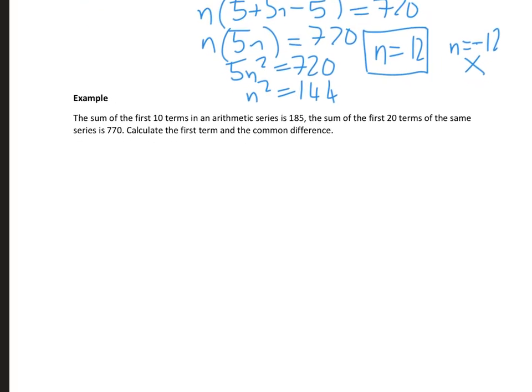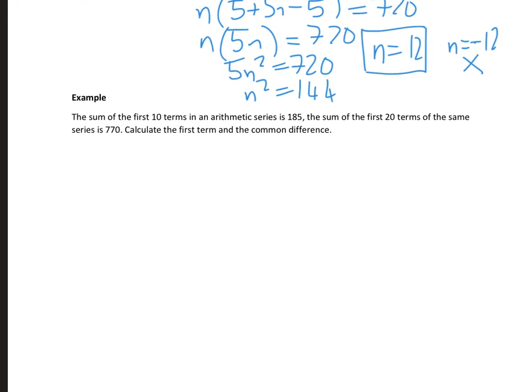Okay, next one. The sum of the first 10 terms in an arithmetic sequence is 185. The sum of the first 20 of the same series is 770. And we want the first term and a common difference. So it's asking for A and D.